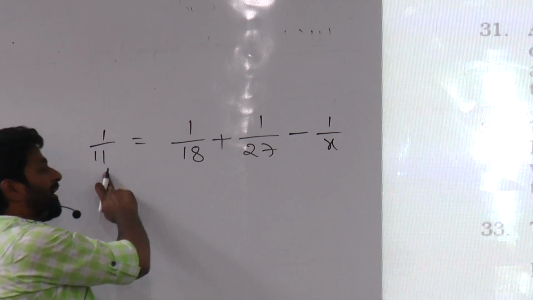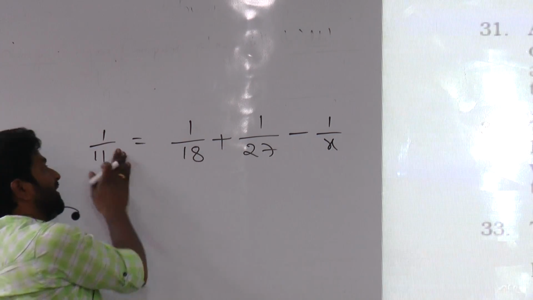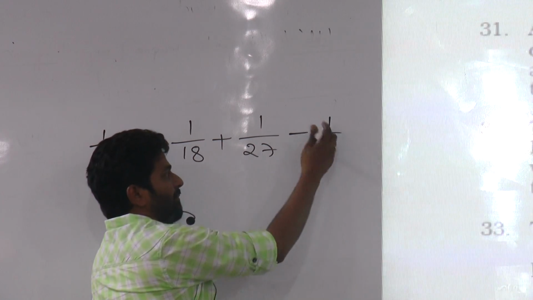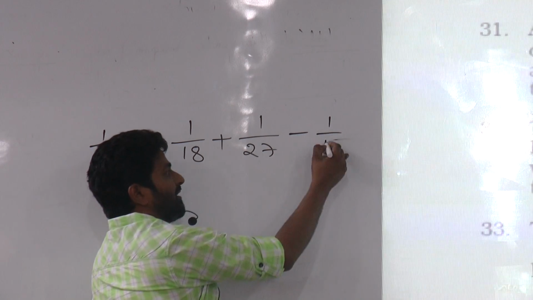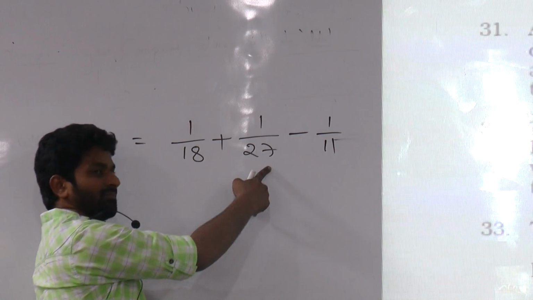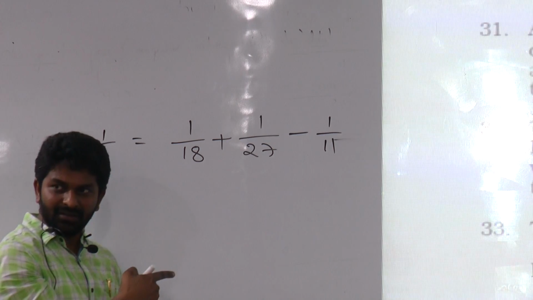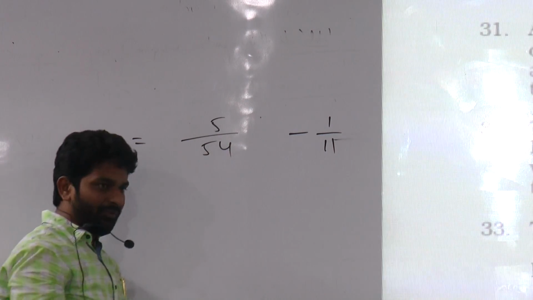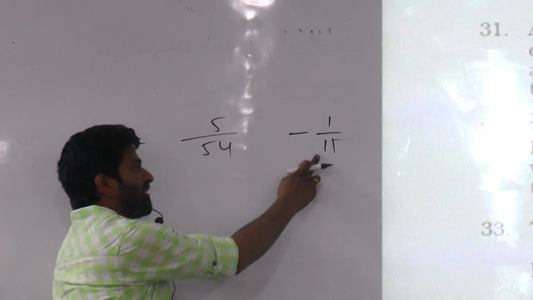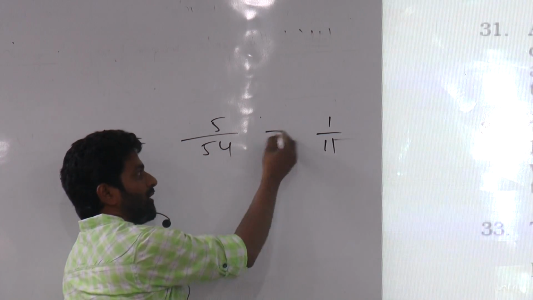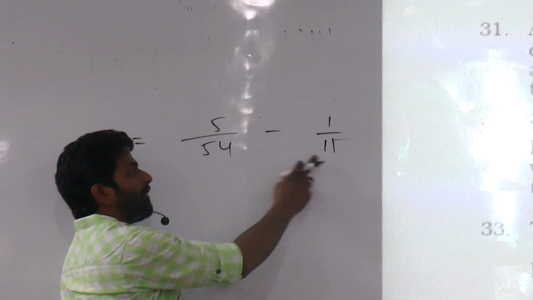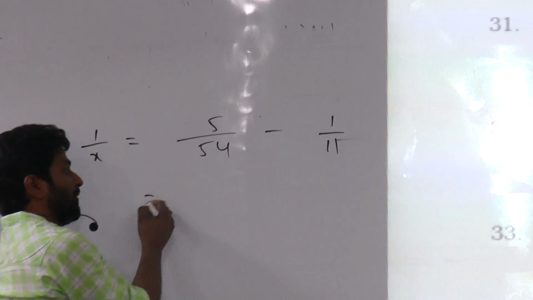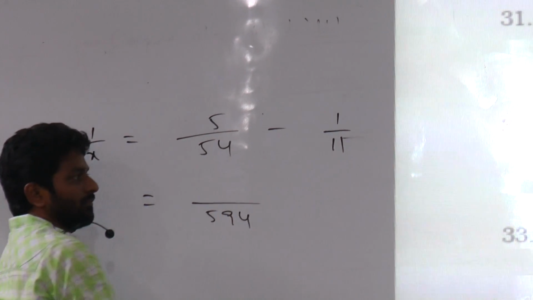Take 1 by x to the right hand side and take this 1 by 11 to the right hand side. That will be 1 by x is equal to 1 by 18 plus 1 by 27 minus 1 by 11. You know this value, right? How much is that? 5 by 54. Let's write 5 by 54 in place of that. For the LCM of these two numbers, 11 is a prime number, so it will be a direct multiple. 54 times 11: 54 times 10 is 540, plus 54, 594. So that will be 594.